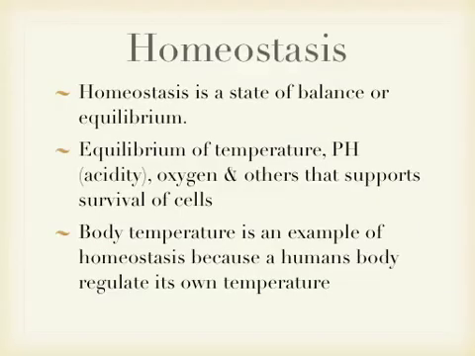Homeostasis. Homeostasis is a state of balance or equilibrium. In humans, homeostasis means keeping the balance of our body temperature. But that's not all it includes. It also includes the pH of our blood. It includes the amount of oxygen that's carried in our blood. And there are many other things that our body is trying to keep in balance in order to support the survival of our cells. Like I said, body temperature is an example of homeostasis because it's a human's body that regulates its own temperature. It is not the only example of homeostasis.